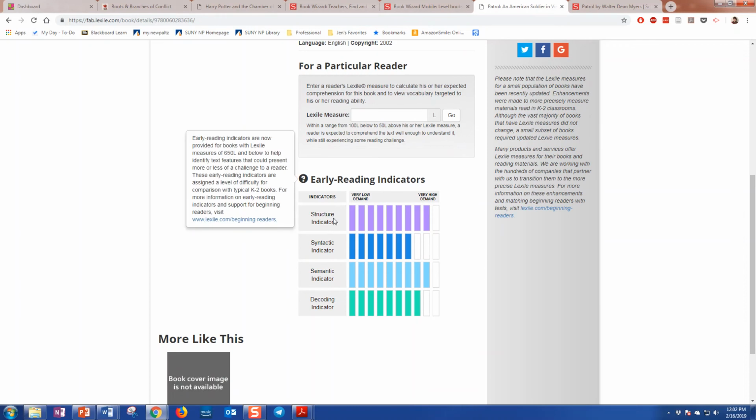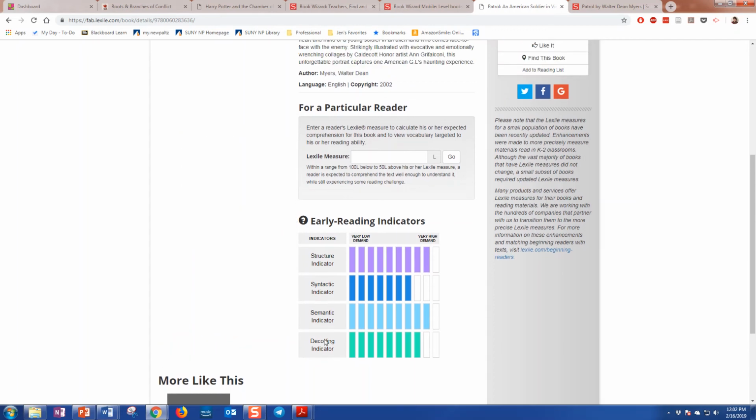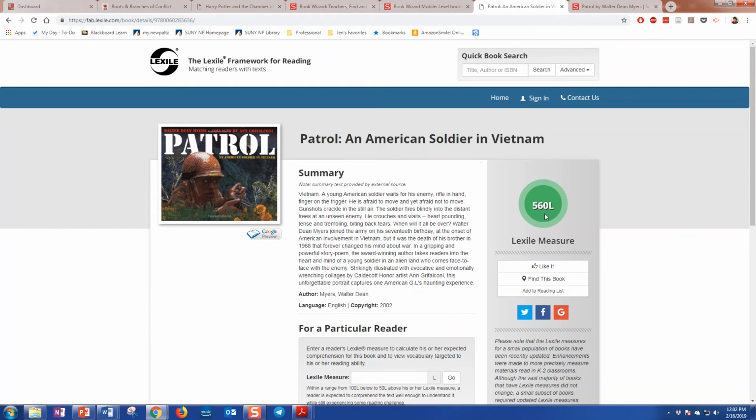So I'm not going to get into these other parts down here. They're starting to try to provide other ways for teachers or parents, whoever's looking at Lexile levels, to understand what they mean. And so they've kind of included some of these other indicators. The most important thing you're going to be using is the Lexile measure. So we have this Lexile measure of 560.